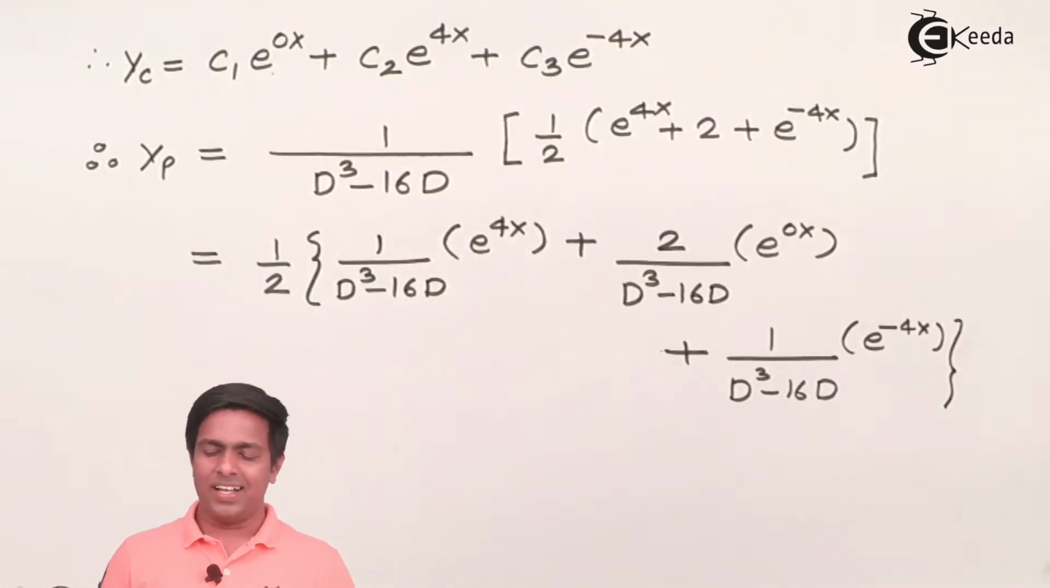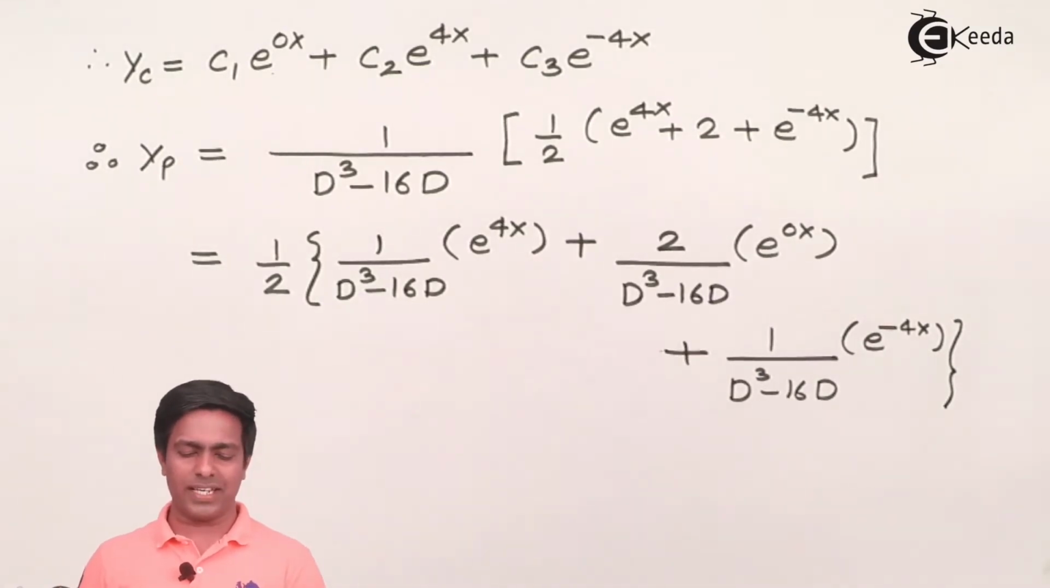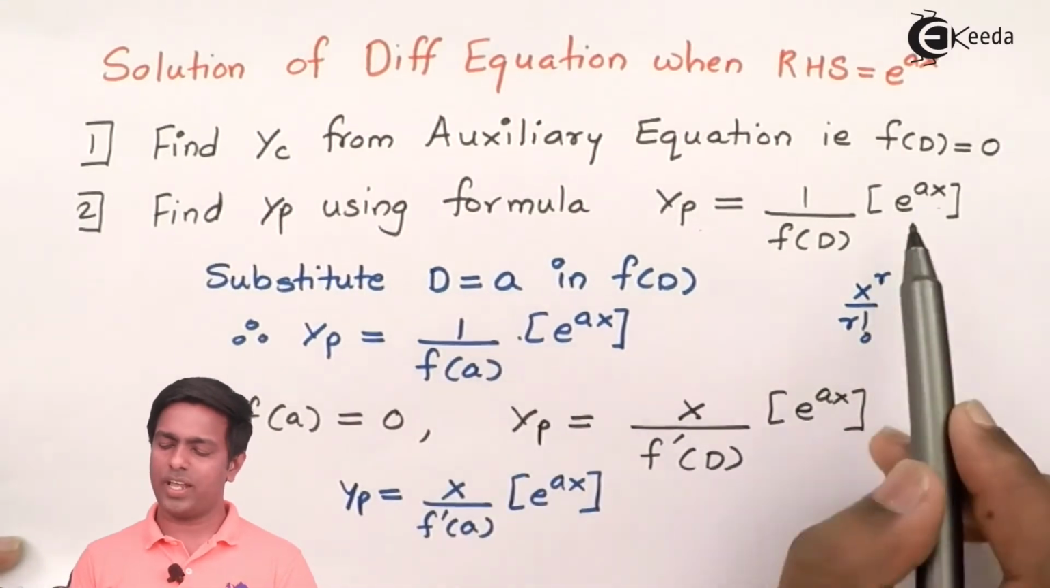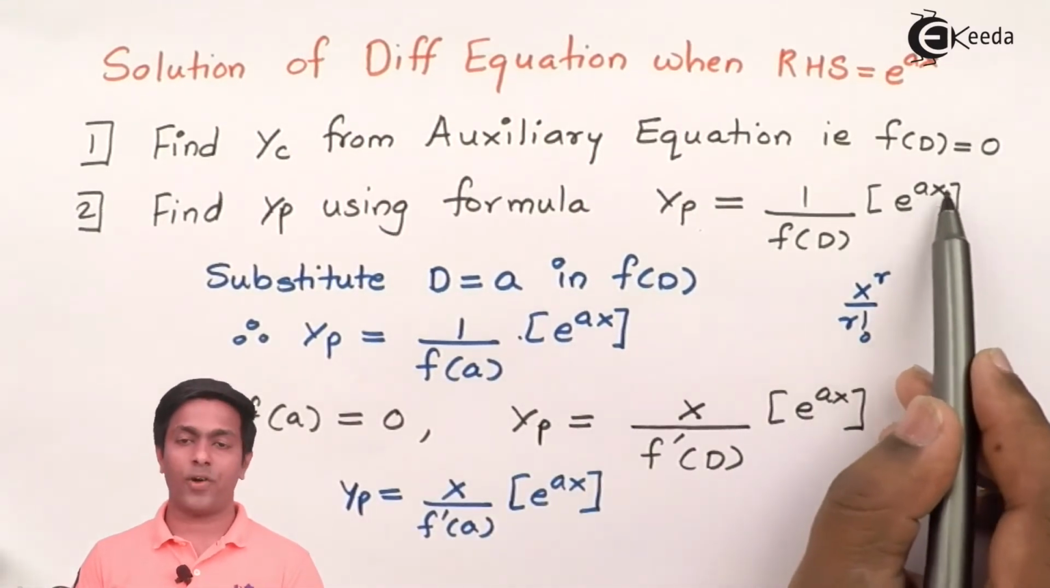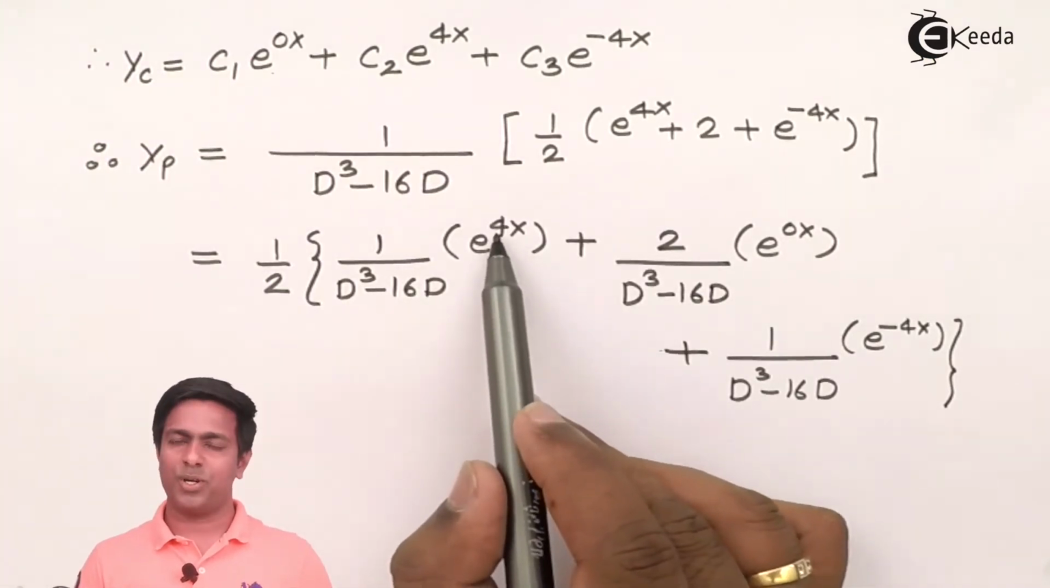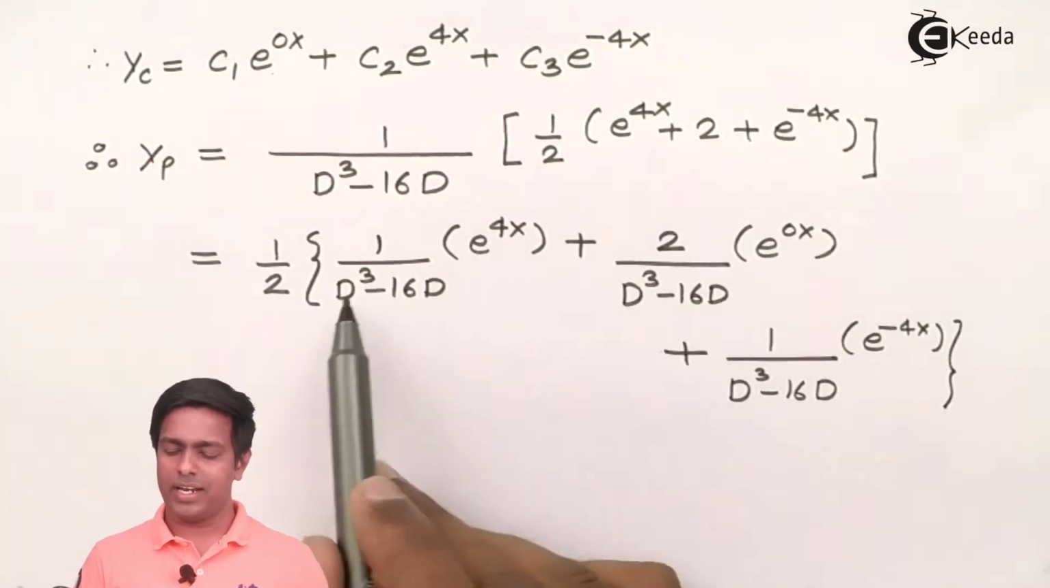Now let's apply the rule. So the rule says that we have to substitute d equal to a. So a is the power of this e. So here if you see, this value of a is 4. So it means I'm going to put this 4 in f of d.